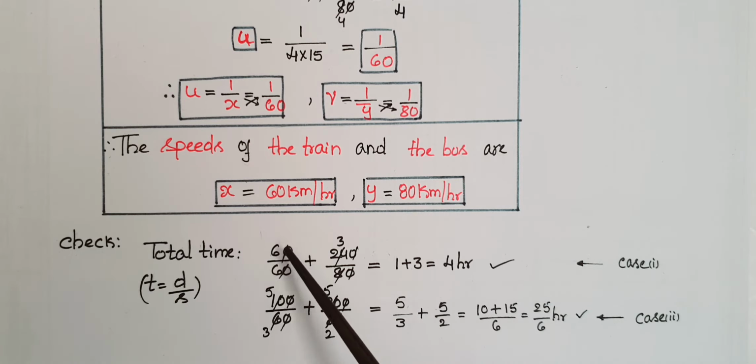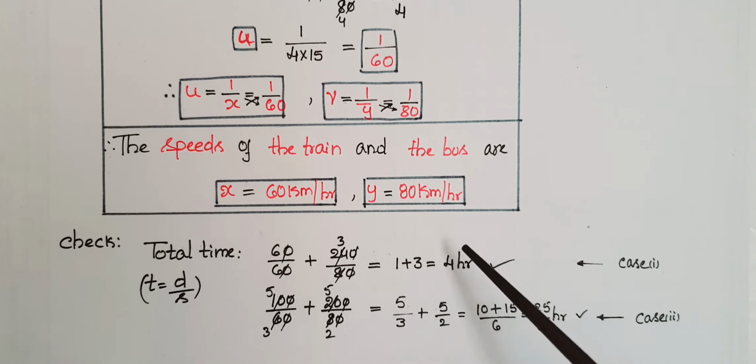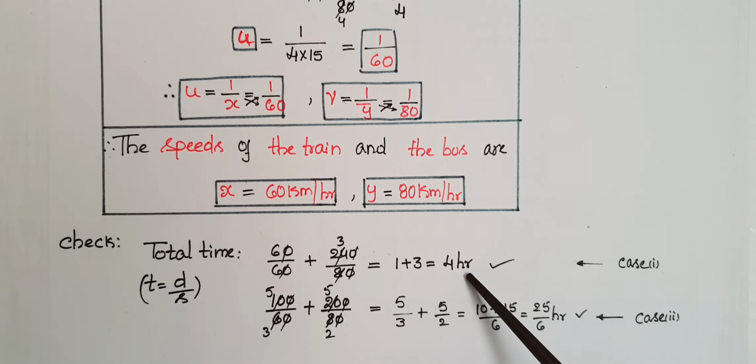In the first equation, distance by speed of the train, that is 60 by 60 km per hour, plus the bus, that is 240 km by 80. So that is equal to 1 plus 3. 60 by 60 is 1 and 240 by 80 is 3. So 1 plus 3, that is 4 hours. So total time is 4 hours, that is given in the problem.